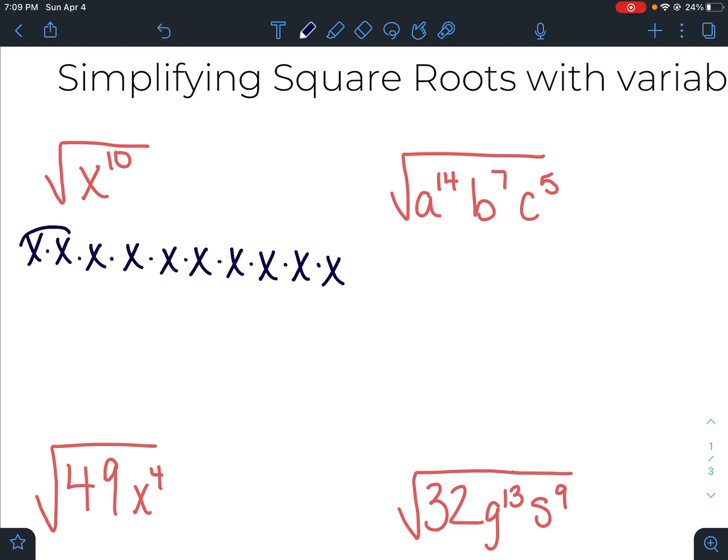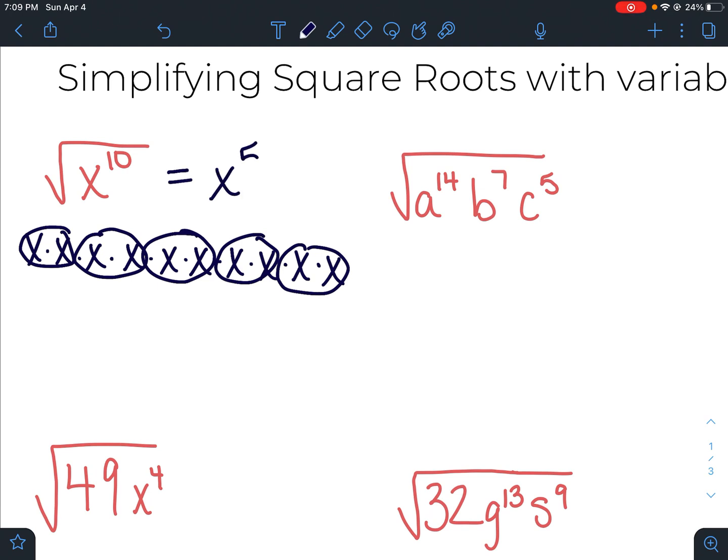So if I'm looking at pairs here, 1 pair, 2 pairs, 3 pairs, 4 pairs, 5 pairs. The square root of x to the 10th is x to the 5th. You'll see I had a 10 and it came back out to be a 5. What you're doing is, because we're pairing them, we're dividing that number by 2. 10 divided by 2 was 5.